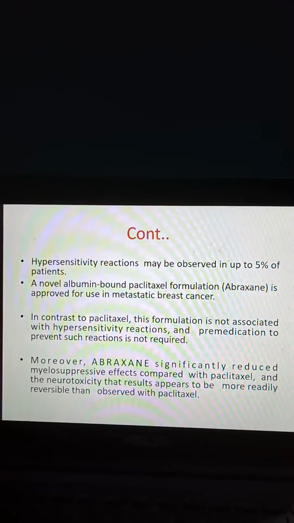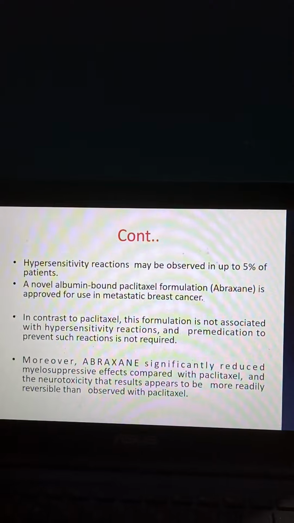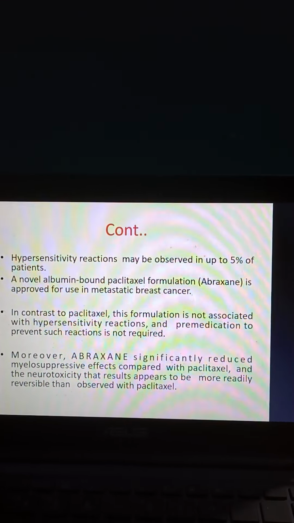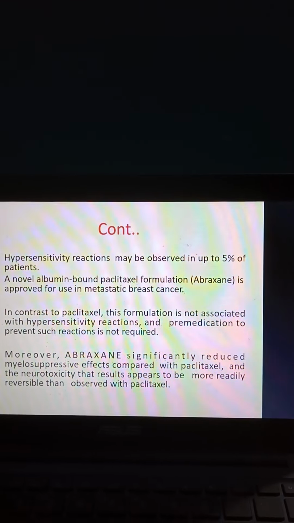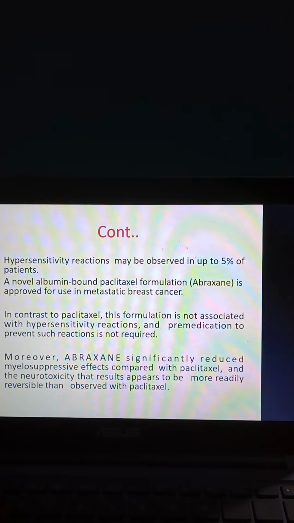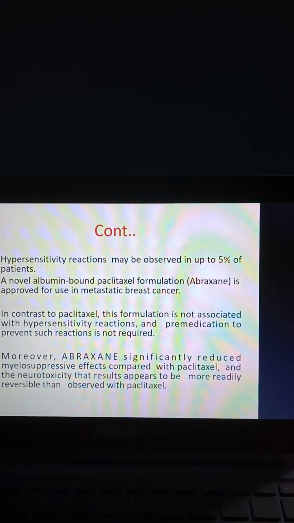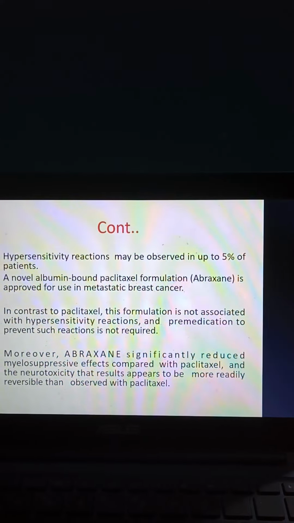In contrast to paclitaxel, this formulation is not associated with hypersensitivity reactions, and pre-medication to prevent such reactions is not required. Moreover, Abraxane significantly reduced myelosuppressive effects compared with paclitaxel, and the neurotoxicity that results appears to be more readily reversible than that observed with paclitaxel.